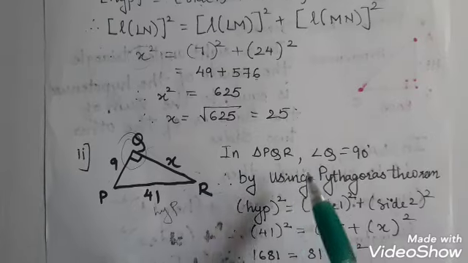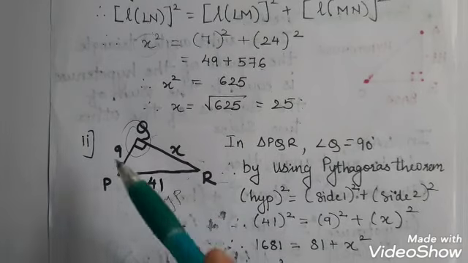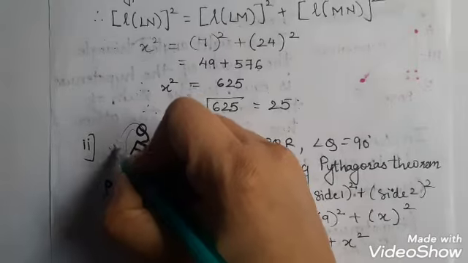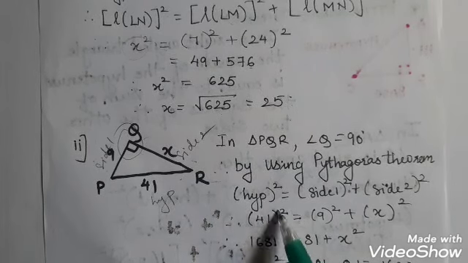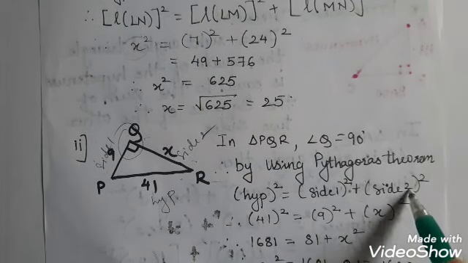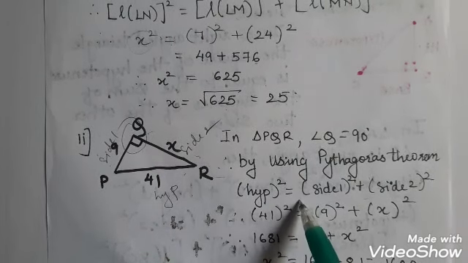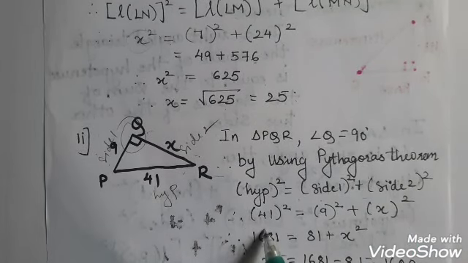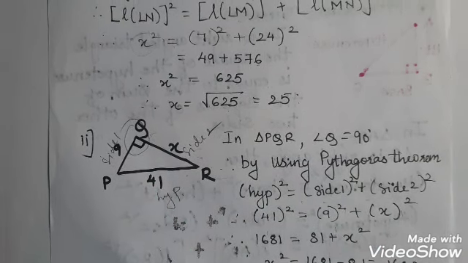So in triangle PQR, angle Q is 90. By using the Pythagoras theorem, hypotenuse square is equal to side 1 square plus side 2 square. Anything can be your side 1. I have taken this as side 1 and this as side 2. So here, length PR square is equal to length PQ square plus length QR square. Therefore, PR is 41 square, side 1 is 9 square and side 2 is x square.